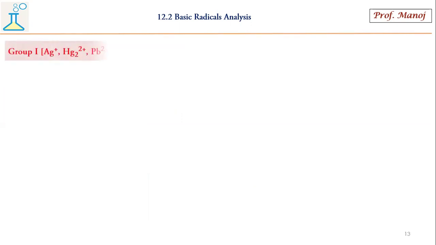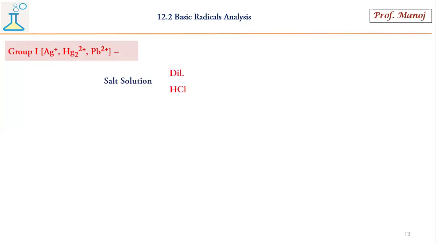Let us come to now analysis of group 1. Now group 1 contains basically 3 radicals: Ag plus, mercury, and Pb plus 2. Ag plus and mercury tests we don't have in the syllabus, so I will not talk about them. We will talk about Pb plus 2. But how to identify whether silver or mercury is there, that they have kept in the course.